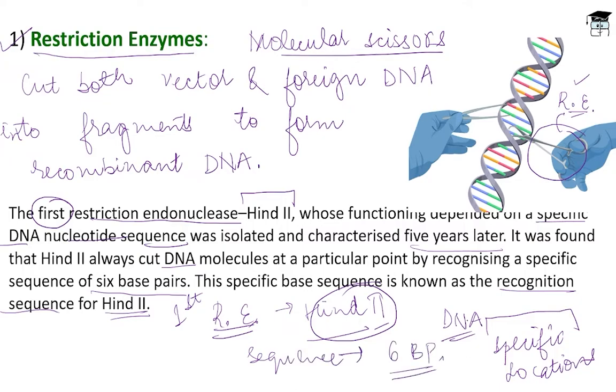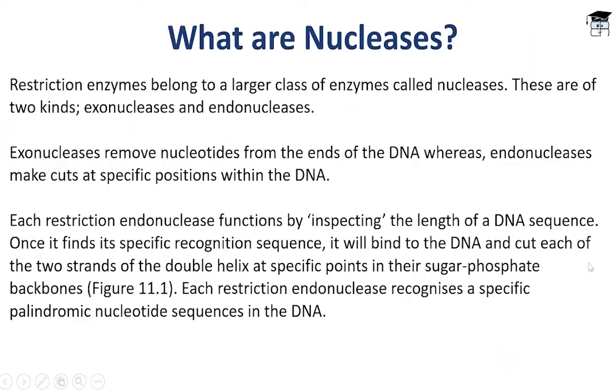Now we know what base pairs are, right? So they're saying that HIN2 recognizes 6 base pairs and then cuts the DNA at that location. Now this 6 base pair sequence is known as the recognition sequence. Clear?